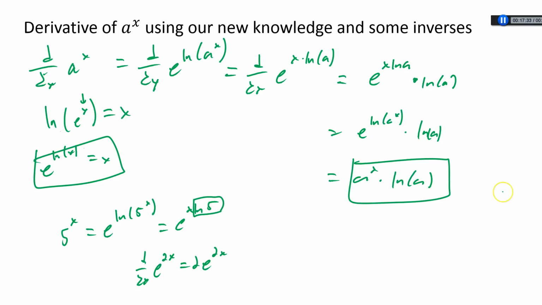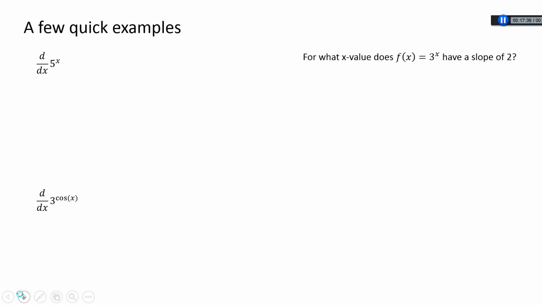Nice. All right, let's try some examples with that before we forget it. So derivative of 5 to the x: 5 to the x, ln 5. Just like that. That's all there is to it. This is not a chain rule. This is just the derivative of 5 to the x. Derivative of 3 to the cosine x, here we're going to have to use chain rule. So we leave 3 to the cosine x alone, multiplied by ln of 3. Now we chain, multiplied by the derivative of cosine, which is negative sine x.